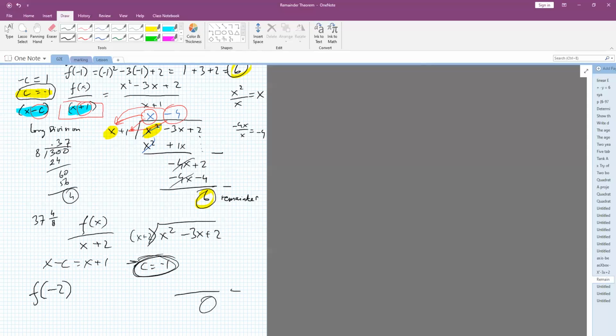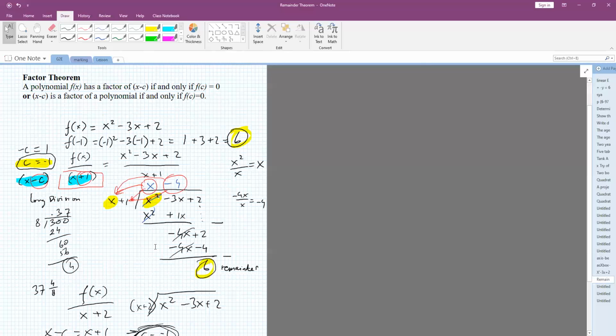Okay? So I think this is something that gives us a basic idea about the so-called factor theorem that we will discuss tomorrow. So thank you, and I'll see you tomorrow for the factor theorem.